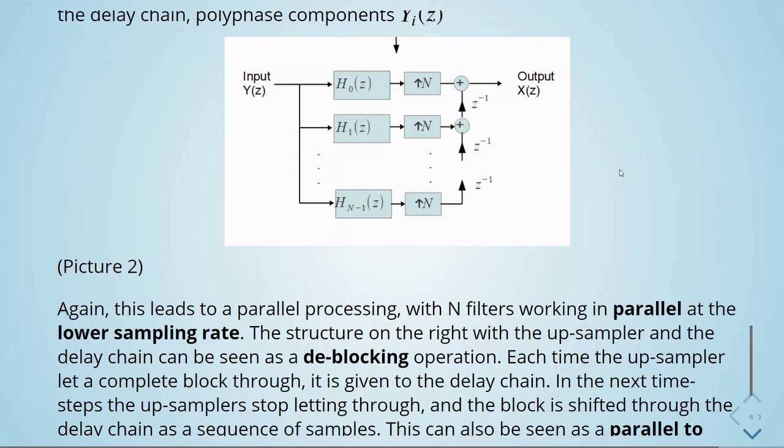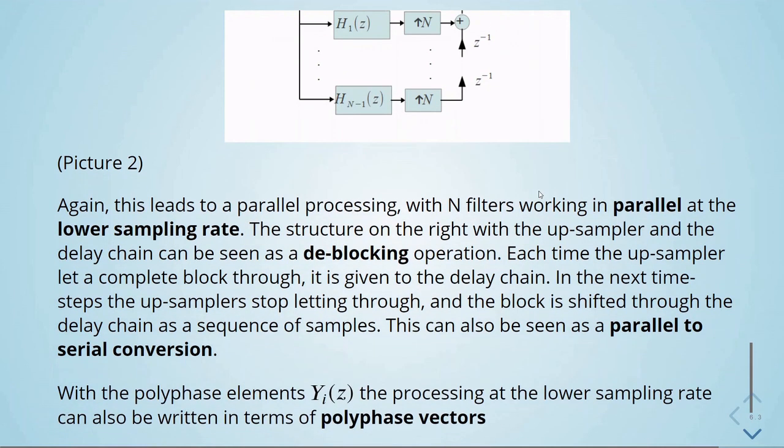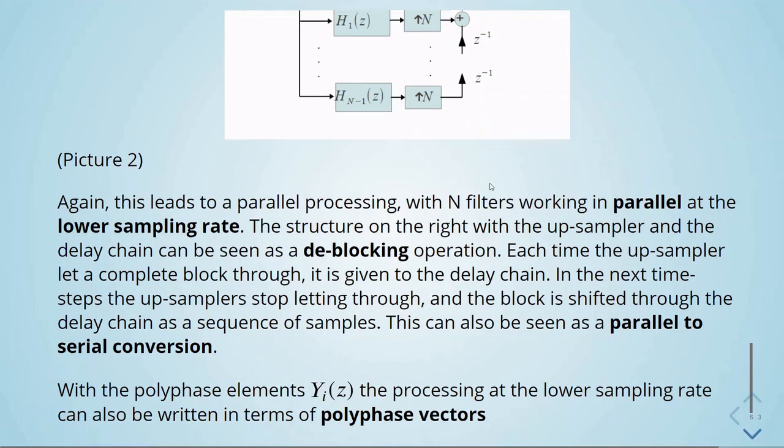The structure on the right with the upsampler and the delay chain can be seen as a deblocking operation. Each time the upsampler lets a complete block through, it is given to the delay chain. In the next time steps, the upsampler stops letting samples through, and the block is shifted through the delay chain as a sequence of samples. So this can also be seen as a parallel to serial conversion.